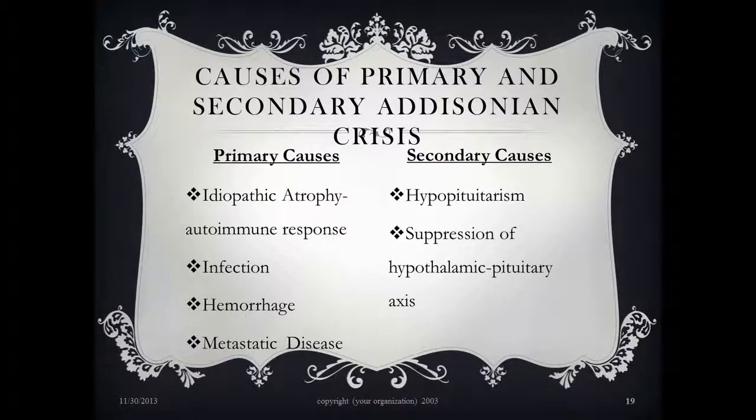The causes of Addison's disease are primary and secondary. Primary causes would be an idiopathic atrophy, which is an autoimmune response, infection, hemorrhage, and metastatic disease, and secondary causes, which is the hypopituitarism.